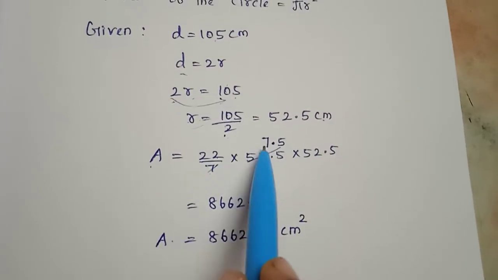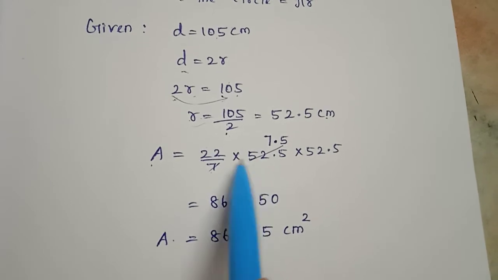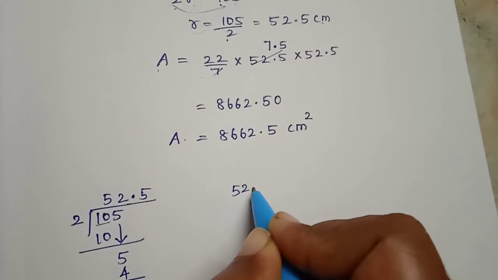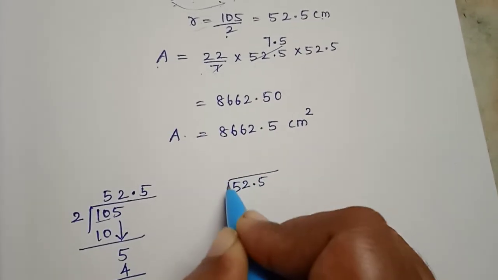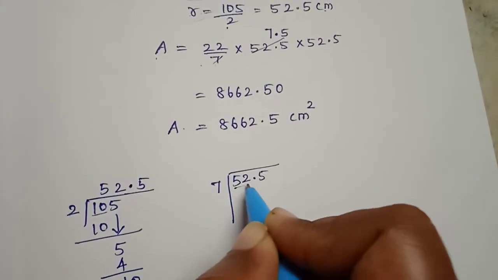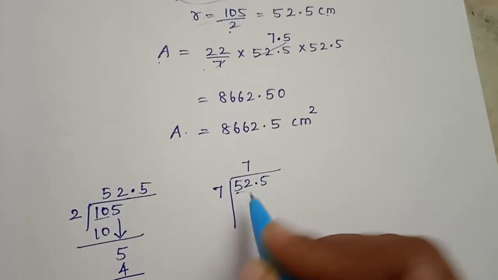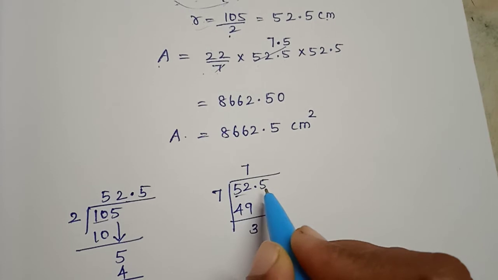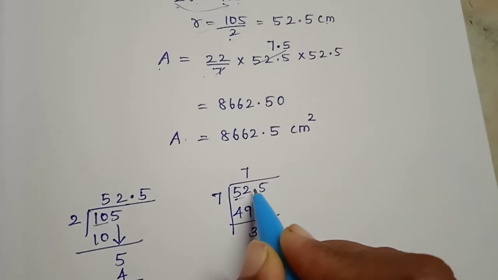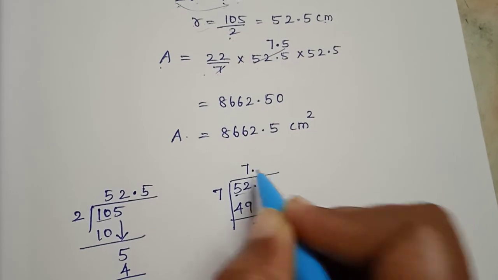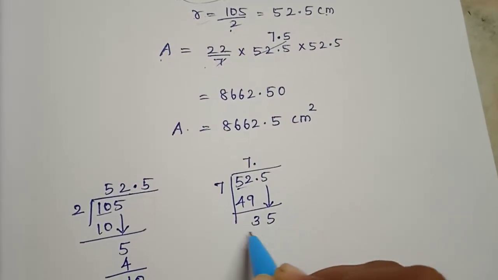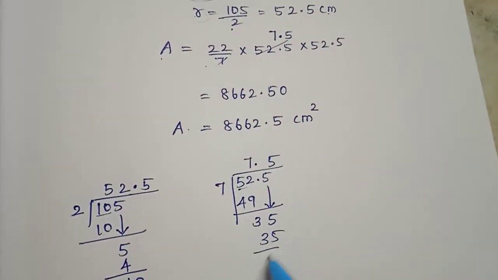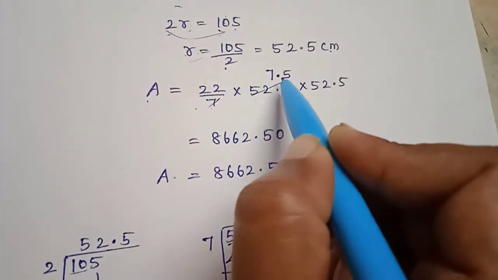Now I'm going to cancel this, and 52.5 can be divided by 7. I'll divide and show here. 52.5, we are going to divide it by 7. First we'll take the first two numbers. 7 7s are 49, remaining 3. Now we have to bring down the next number. But before bringing down the next number, here we have a point, so we'll move this point into the quotient. Then you bring down this number. Now it is 35. In 35 we have 5 times 7. So 5 7s are 35. Therefore, if we cancel, we will get 7.5.